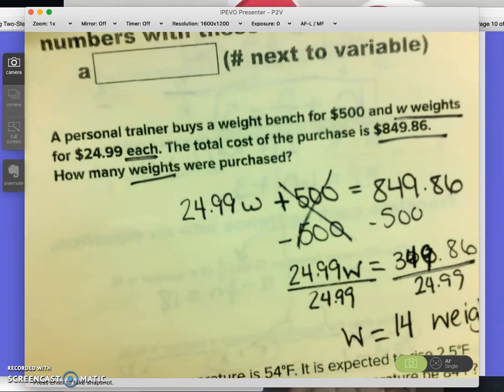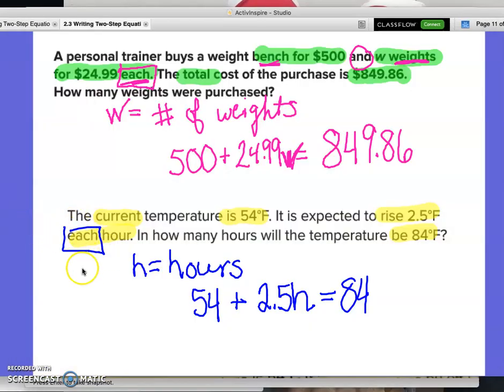weights. Temperature is 54 degrees, expected to rise. Okay, so each hour, so you see that each, so it's going to be 2.5 times per hour, and the total at the end is going to be 84. So this is going to be your equation to set up.